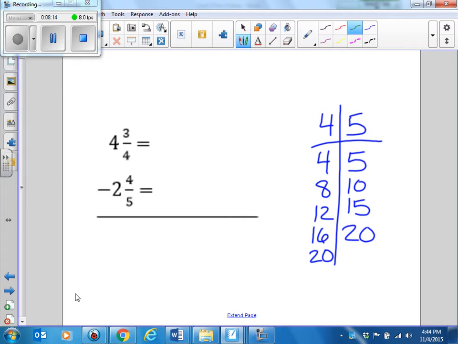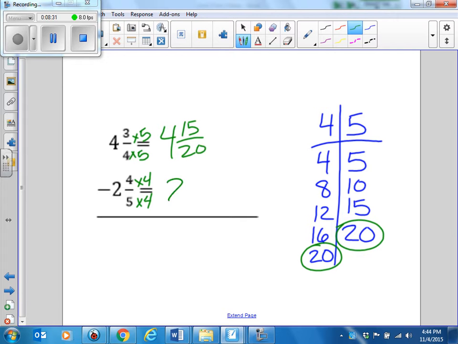Okay, here we found that our common denominator is a 20. So I'm going to go ahead and multiply by 5. Okay, and now I have 4 and 15 twentieths. I have 2 and 16 twentieths. Again, I can't subtract, so I've got to borrow a whole. And again, we need to ask ourselves, what is the whole? In this case, the whole is 20 pieces.